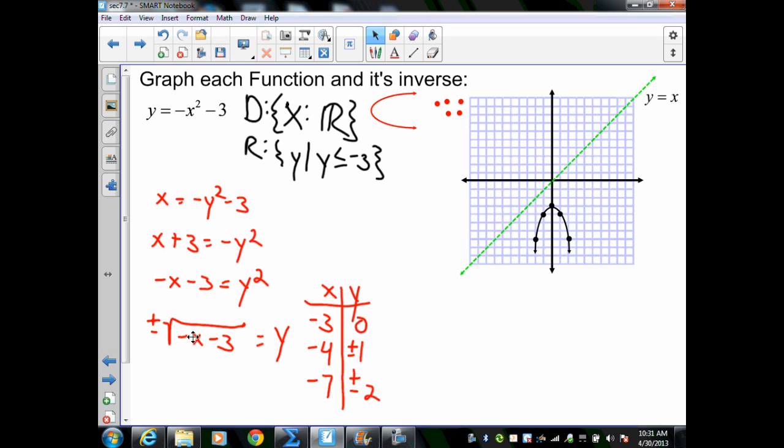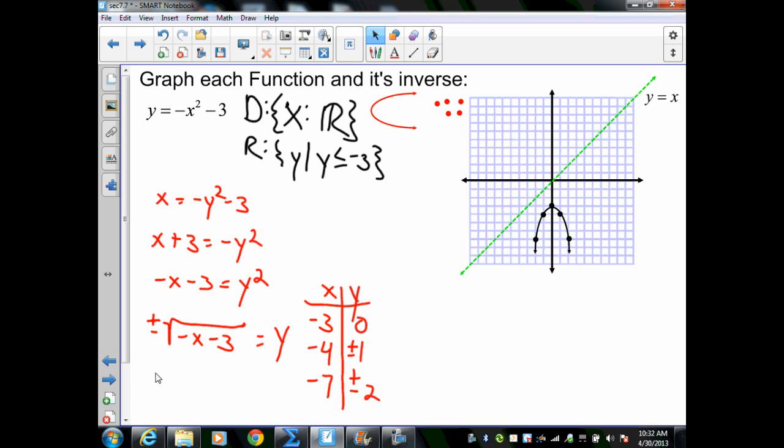Negative 3 is a positive 3, minus 3 is 0, plus or minus 0, and negative 3 equals 0. Now I want values that I can actually find the perfect square root of, so I chose negative 4. Negative 4 is a positive 4, 4 minus 3 is 1. Square root of 1 is 1, plus or minus 1. And negative 7. Negative 7 is a positive 7, 7 minus 3 is 4. Square root of 4 is 2, plus or minus 2.